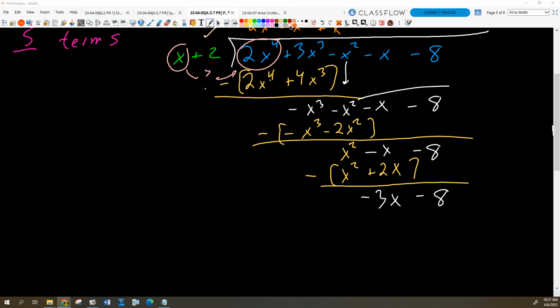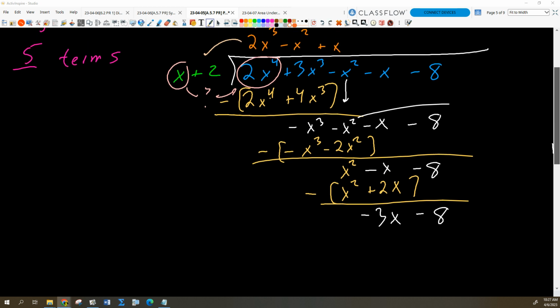And we go, how many more times am I going to go here? One more, right? Because this is an x to the 1 and this is an x to the 1. Next time around, this has got to be the last hurrah for this problem. When I subtract, the x's are going to go away. So I can already predict that this is the last time I have to do this process.